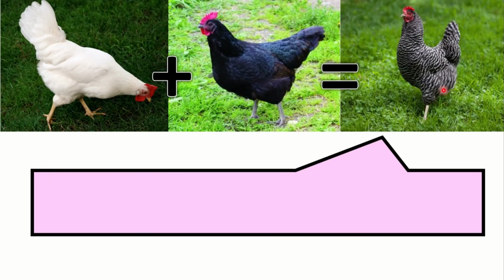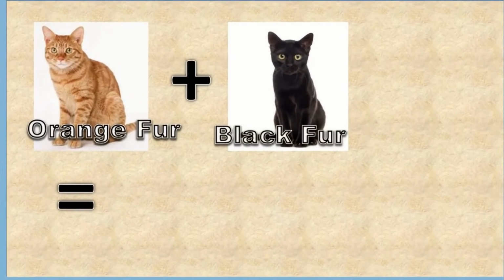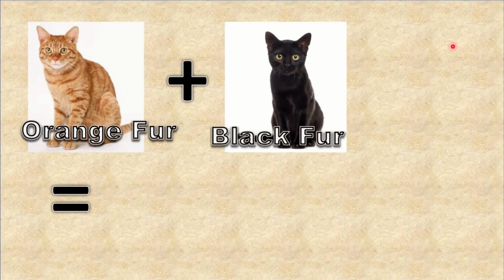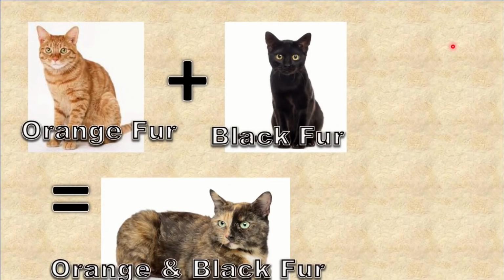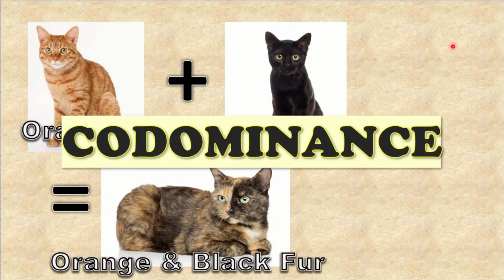This is what we call, that's right, codominance. Because both alleles are expressed equally. As you can see in the chicken, it has white and black. Next, orange fur cat and black fur cat. What do you think is the result? Orange and black fur cat. And this is an example of codominance. That is right, because both alleles are expressed equally.